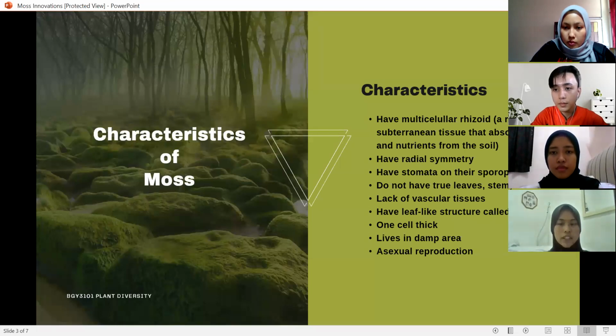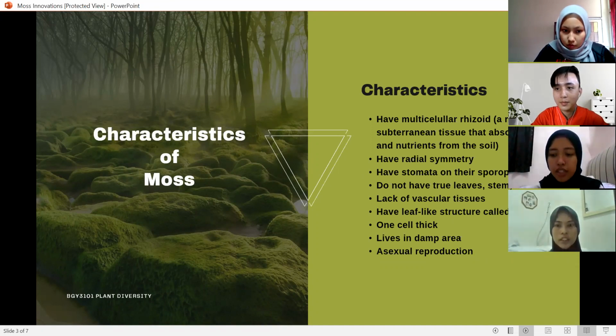Okay, thank you, Haikal. Here are the characteristics of moss. Moss actually has multicellular rhizoids, which are root-like subterranean tissues that absorb water and nutrients from the soil. And moss also has radial symmetry. It helps stomata on their sporophyte. And moss also does not have true leaves, stem, and tissue.